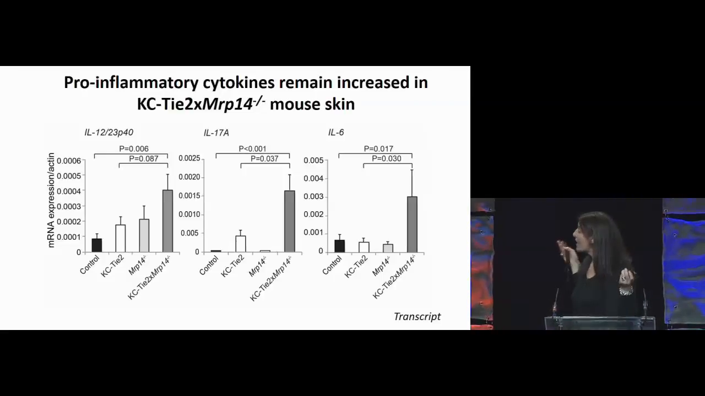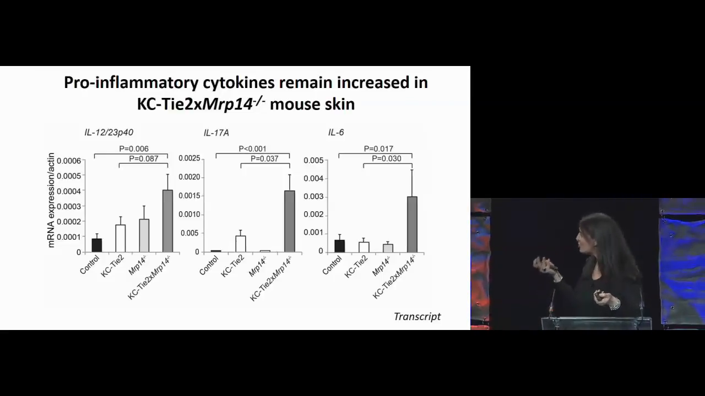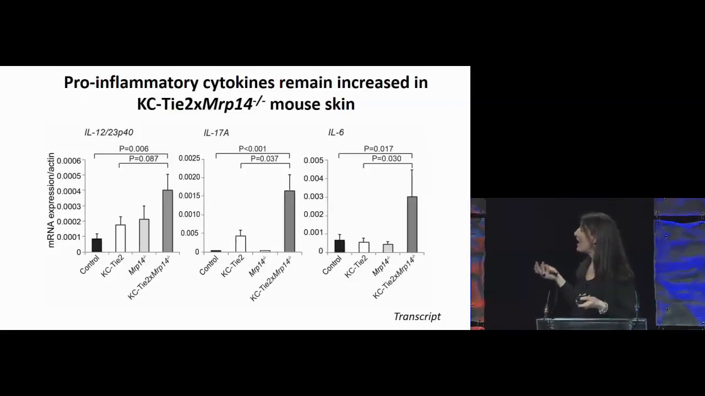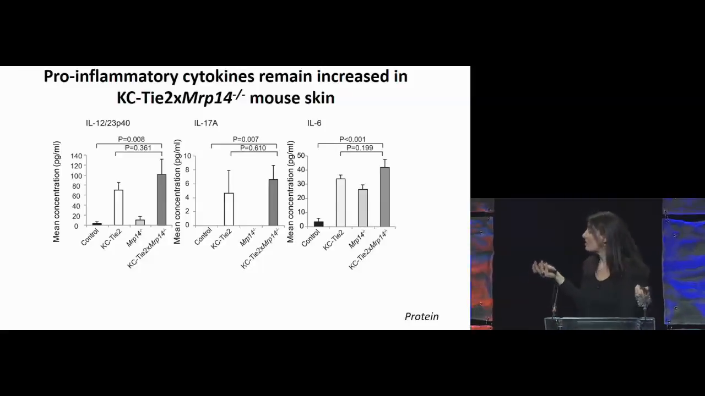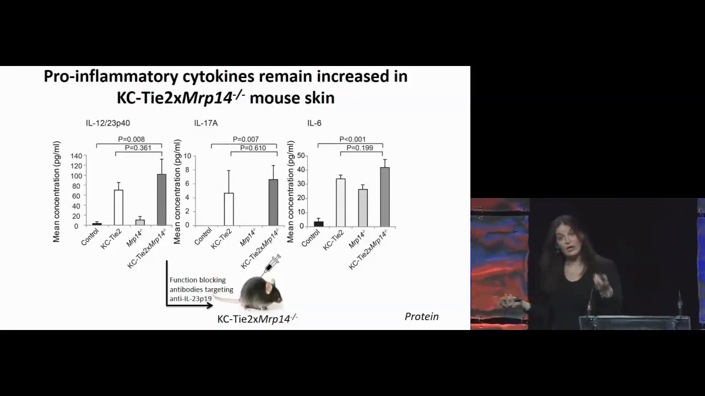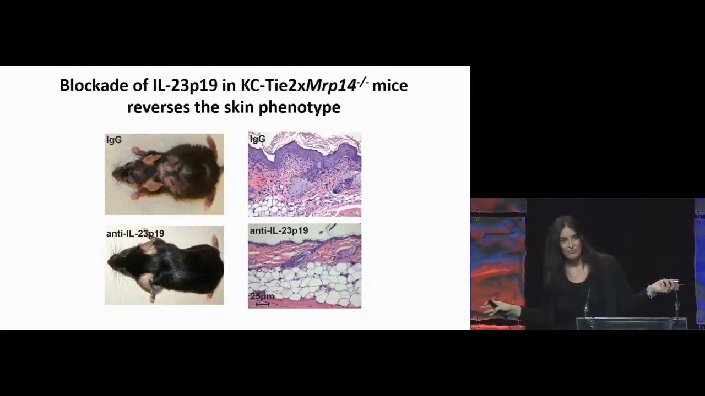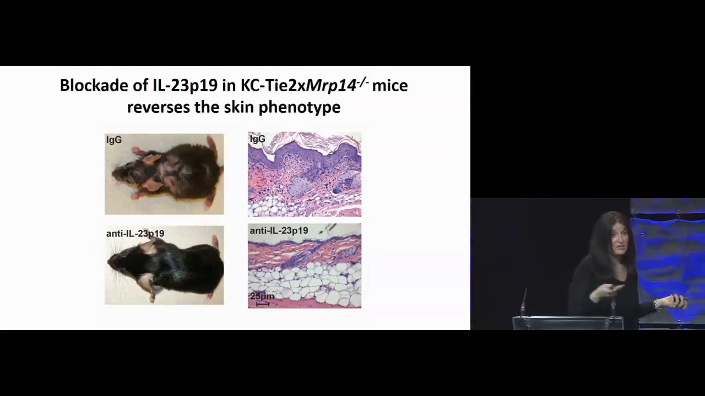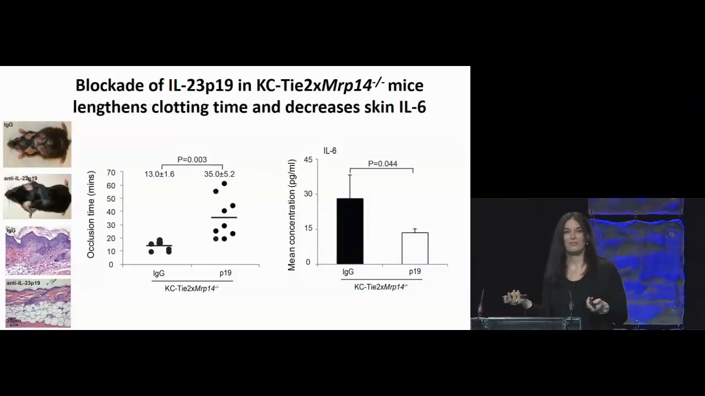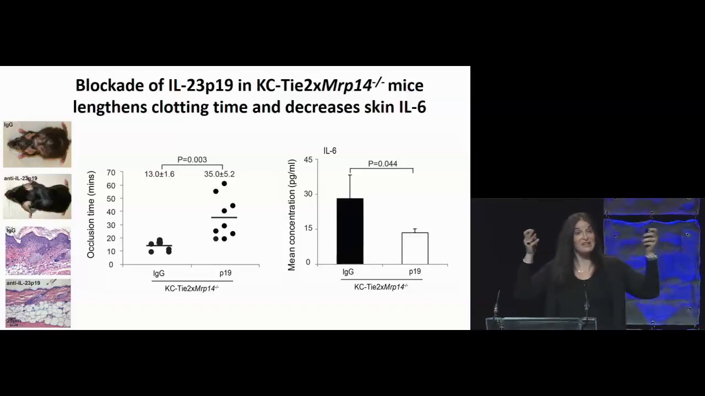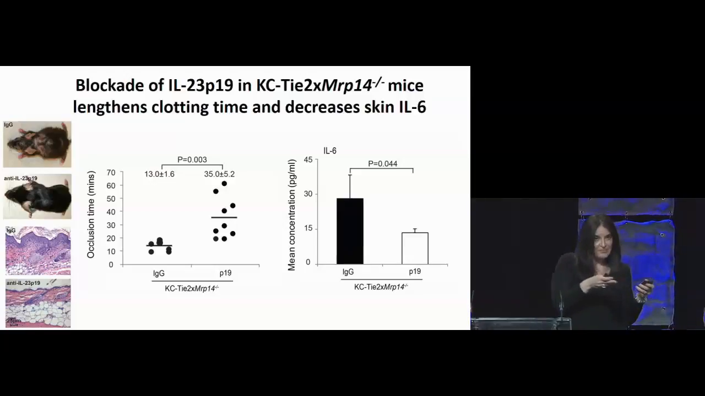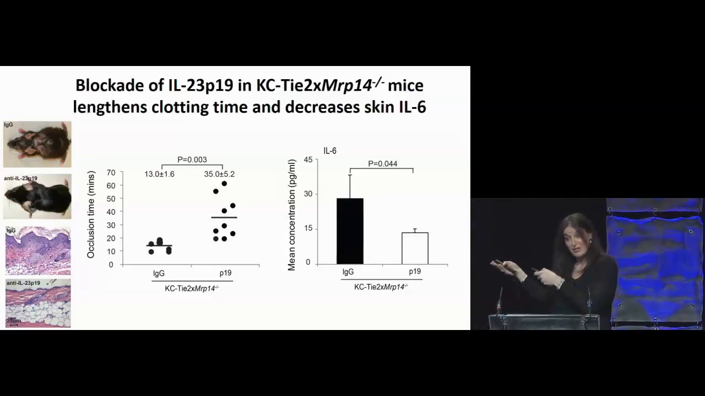And we looked at the skin, at the pro-inflammatory transcripts, and we showed this trend of continuing to increase cytokines for IL-23, IL-17, and IL-6 at the transcript and at the protein level. So we took the KC-TY2 MRP14 knockout mice and we blocked, using p19 antibodies, both of these. Skin disease gone, which is good. That's consistent with what we see in psoriasis patients. Remarkably, the thrombosis clotting times increased back to control mouse levels, suggesting that treatment of the skin disease may be protective of the cardiovascular event.